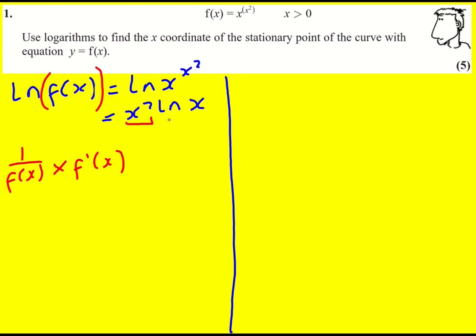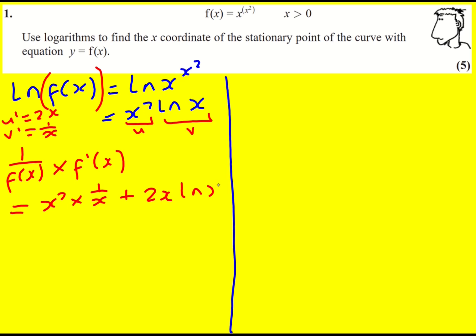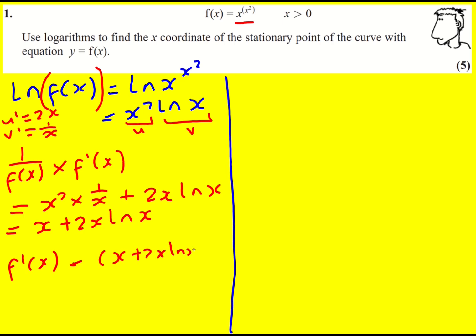And now can you apply the product rule to this function? So I've got u and v. u dash is 2x, v dash is 1 over x. So u times v dash will be x squared times 1 over x, and then v times u dash will be 2x times ln x. This simplifies to x plus 2x ln x. And therefore f dash x, I just times through by my f of x, which I can now put back in. So I'm going to have x plus 2x ln x times x to the power of x squared.